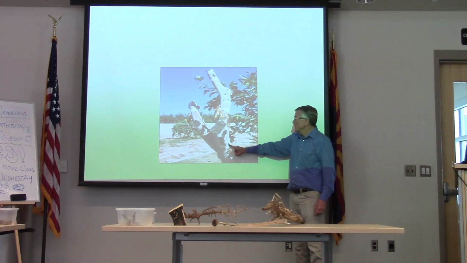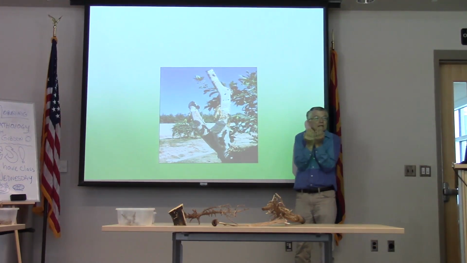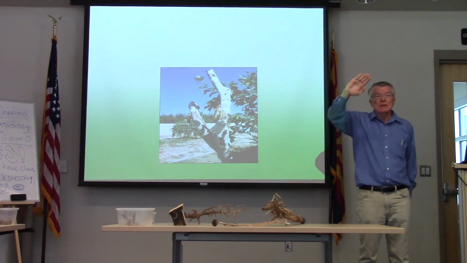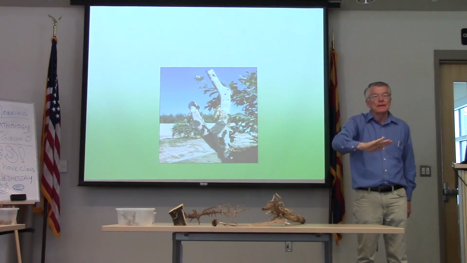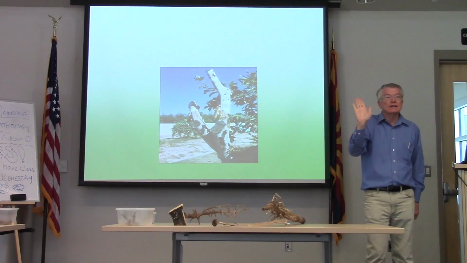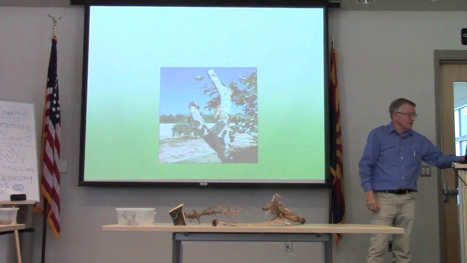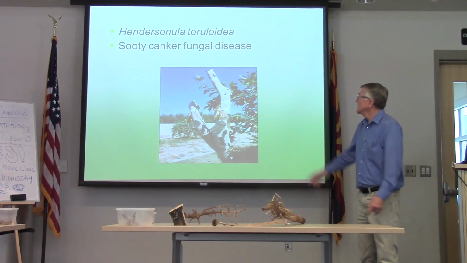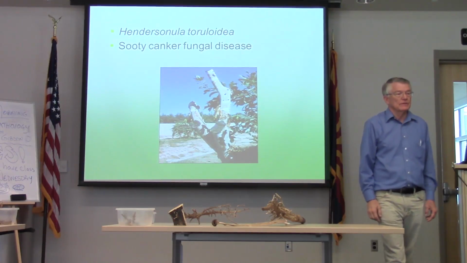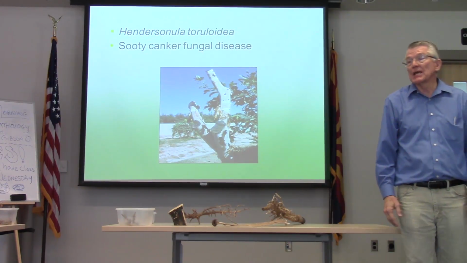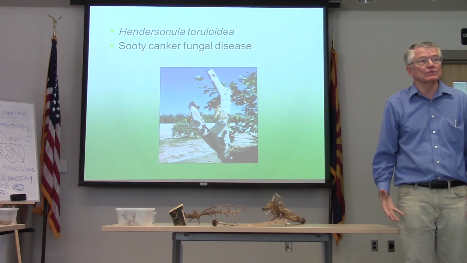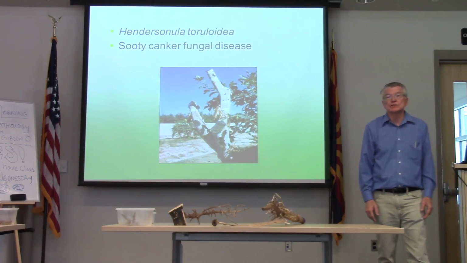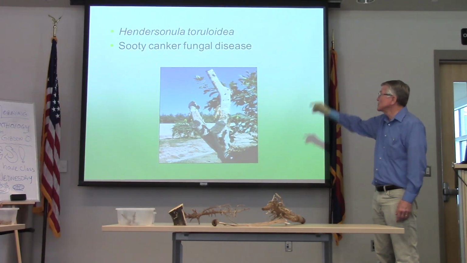The bark will become papery thin and begin to peel, and underneath the peeling bark will be black soot. It comes off on your fingers, it looks like soot off of a fireplace. The disease, for that reason, is called sooty canker. It is a fungal disease. Hendersonula is the genus of that particular fungus. Sunburned trees seem to have it the most common. Citrus, mulberries, sometimes ash are very susceptible to sunburn and to sooty canker.